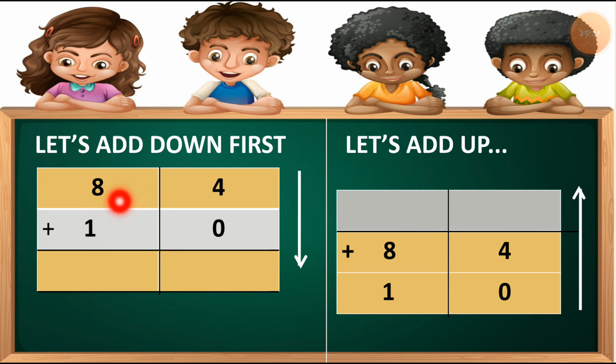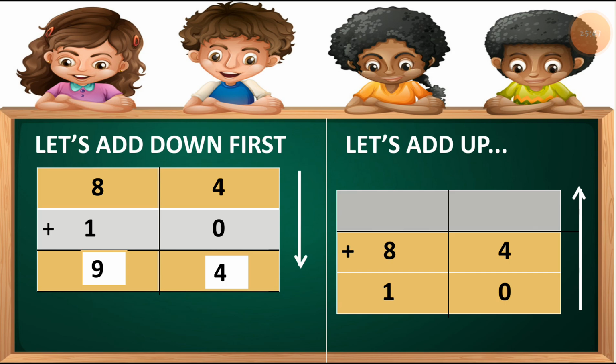Now the next one, 84 plus 10. Here is our example, 84 plus 10. So the ones column is 4 plus 0. So we write number 4 because if you add any digit to 0, the answer will be the digit itself. Now let's move to the tens column, which is 8 plus 1. So 8 plus 1 is equal to 9. So here we get the answer 94.